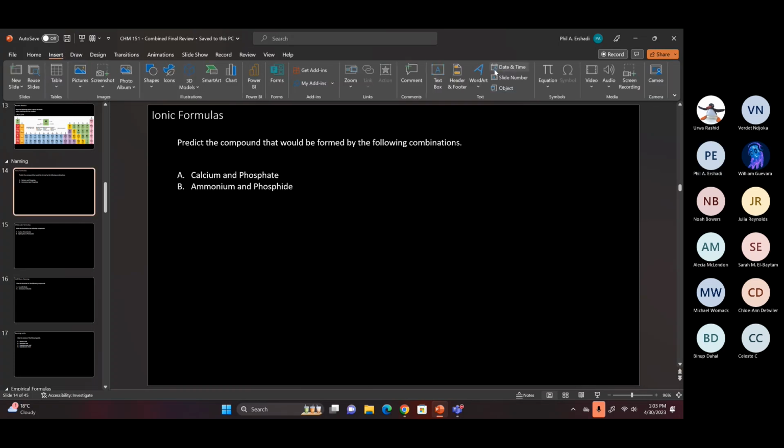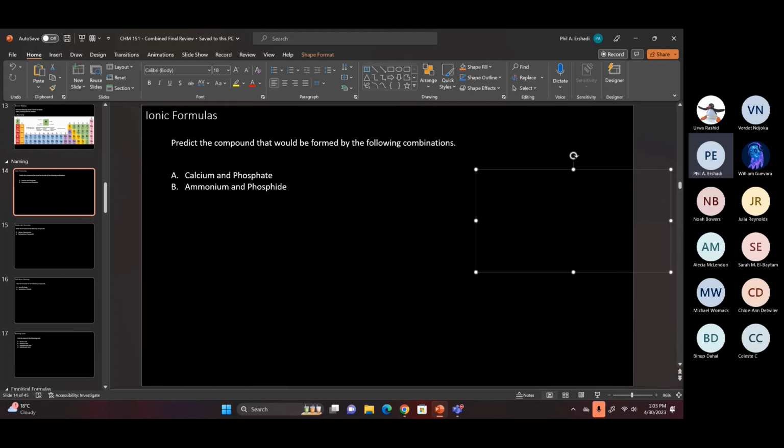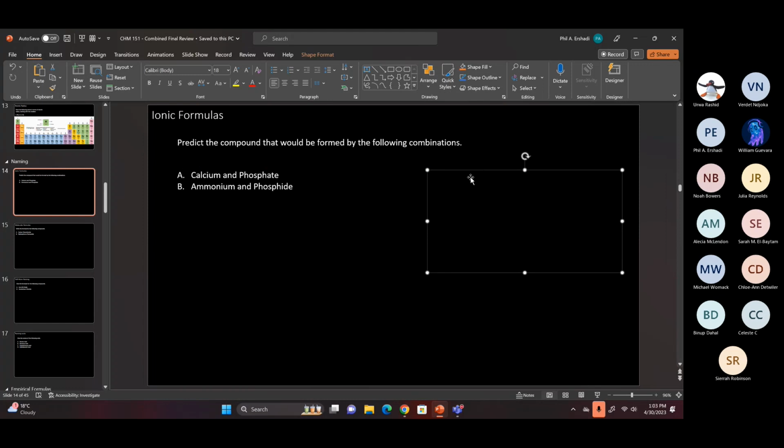So I'm going to put a little text box over here so we can write some directions. Step number 1 is going to be to write the symbols and the charges for each ion they give you. All right. So we have to think about calcium, have to think about phosphate.